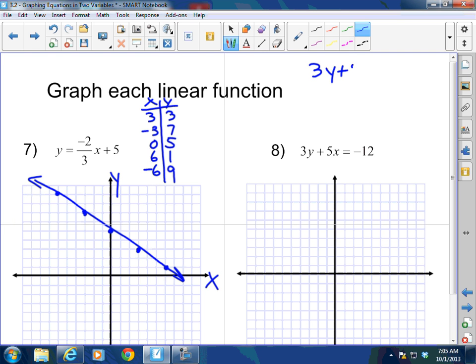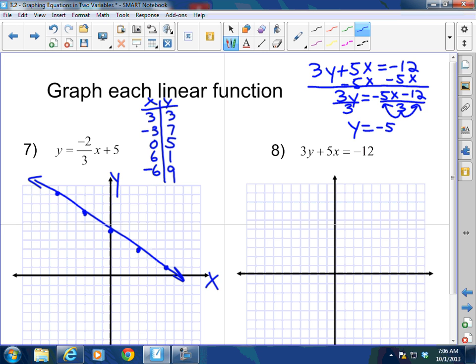So I've got 3y plus 5x equals negative 12. Subtract 5x from both sides. 3y equals negative 5x minus 12. Divide by 3. Y equals, remember that this 3 gets divided into the negative 5x and the negative 12. So I've got negative 5/3 x. Leave it as a fraction, even if it's improper, minus 4. Now I can make a little table. Let's make a table of values. I have a denominator of 3 in the coefficient in front of x, so I'm going to use multiples of 3. So 3, negative 3, 0, 6, and negative 6.